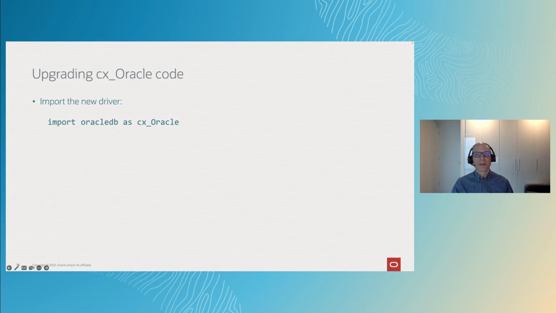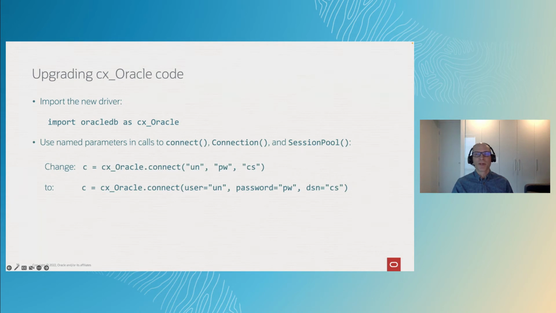Note that connect and session pool function arguments must now be named parameters. So if you just use UN, PW, CS, your connection strings, now you have to use the user=UN syntax. This is a requirement of the Python DB API, which we were not following before. We are now following, but this is perhaps the one gotcha for anybody who's just dropping something in. Relatively simple, one-line code change in your code.